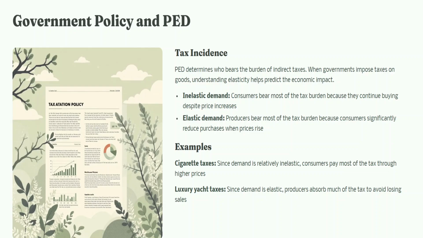Inelastic demand. Consumers bear most of the tax burden because they continue buying despite price increases. Elastic demand. Producers bear most of the tax burden because consumers significantly reduce purchases when prices rise. Examples. Cigarette taxes. Since demand is relatively inelastic, consumers pay most of the tax through higher prices. Luxury yacht taxes. Since demand is elastic, producers absorb much of the tax to avoid losing sales.